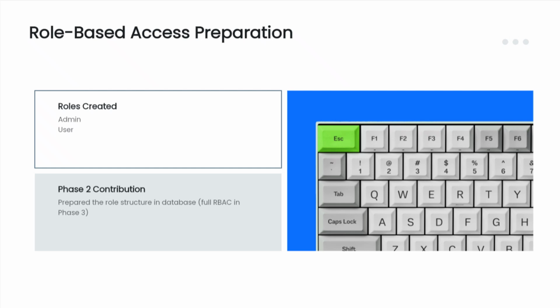Role based access preparation. We also laid the groundwork for role-based access control. In phase 2, we defined two roles, admin and user. These two roles are stored in the database and will be used in phase 3 to control what each user type can and cannot do in the system. This phase sets up the structure. Phase 3 will enforce the rules.